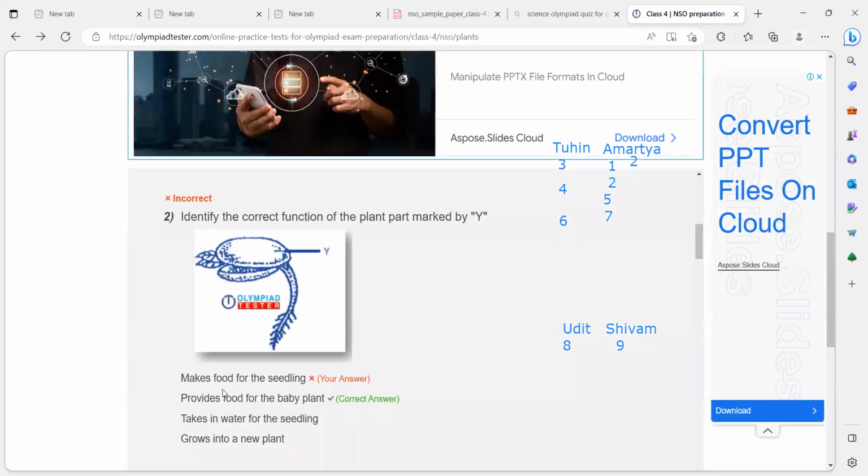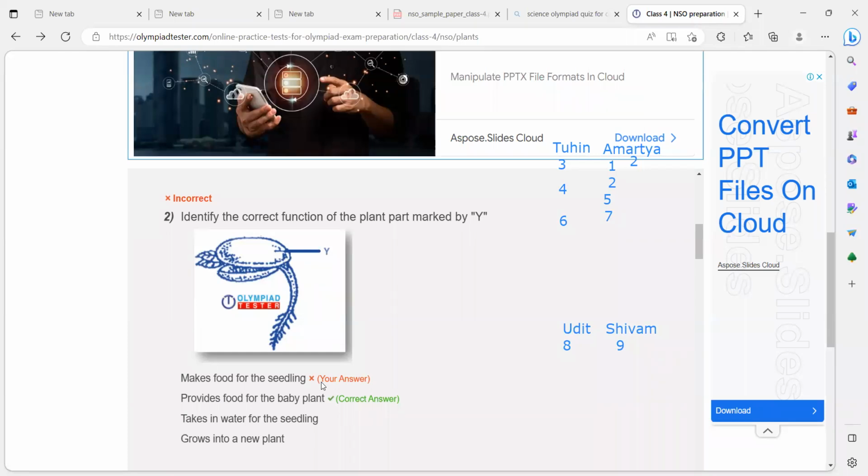Okay, what does the seed coat help in? It helps to make food for the seedling. This is wrong. Provides food for the baby plant. This is correct. It will provide food for the baby plant. Why is the first wrong? It cannot make food for the baby plant. How can a seed coat actually make the food for the baby plant?